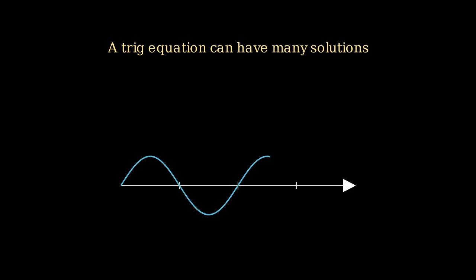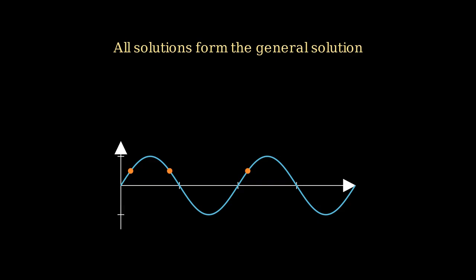Here is an important idea in plain words first. A trigonometric equation usually has more than one solution. This full set of solutions is called the general solution. It is written using a whole number called n because the pattern repeats forever.